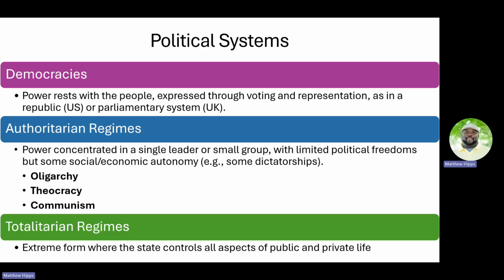Finally are totalitarian political systems. These are systems where the state or the government controls all aspects of both your public and your private life. So they control business and industry, but they also control individual freedoms.